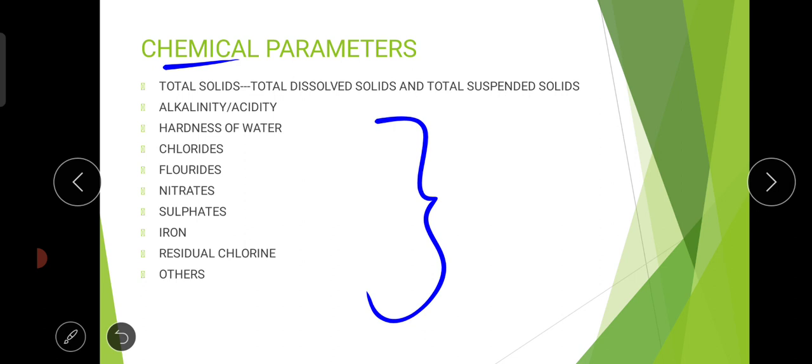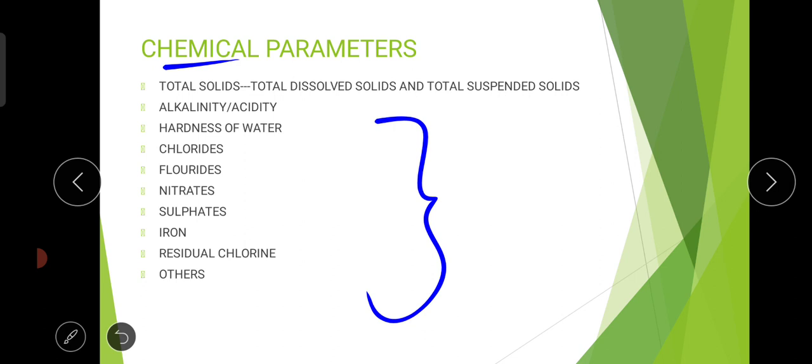First one is total solids. Total solids means total dissolved solids plus total suspended solids. Dissolved solids, as I told you earlier, are dissolved in water and cannot be visible. Those are called total dissolved solids. Suspended solids are in suspension form in the water. These two solids, if present in water, combined form the total solids.